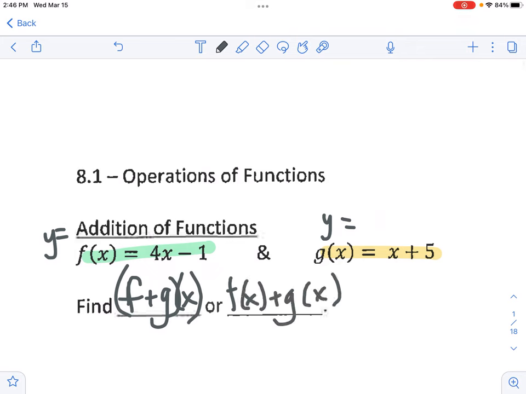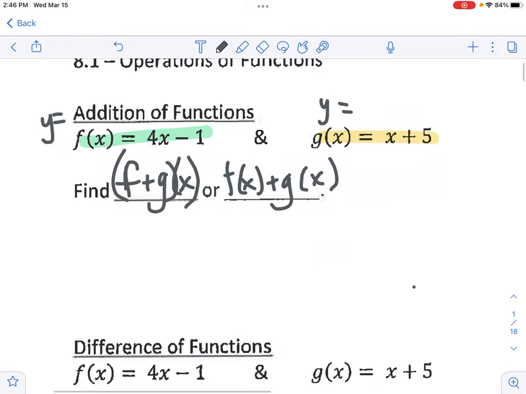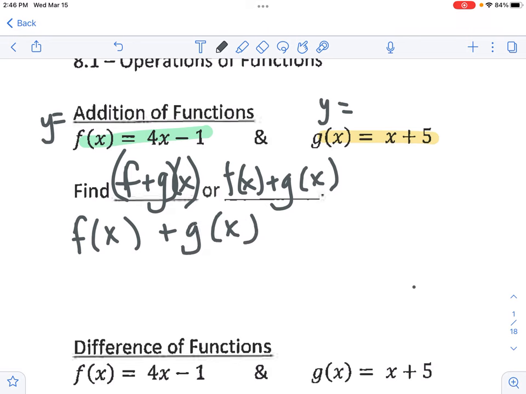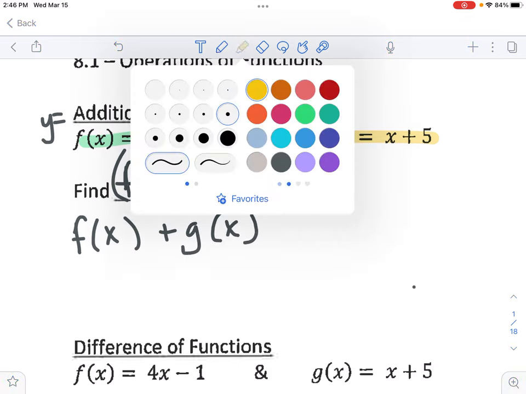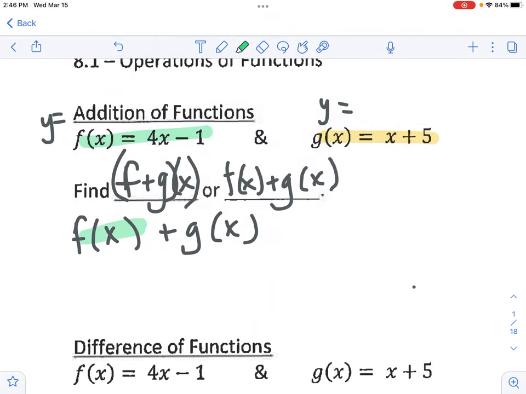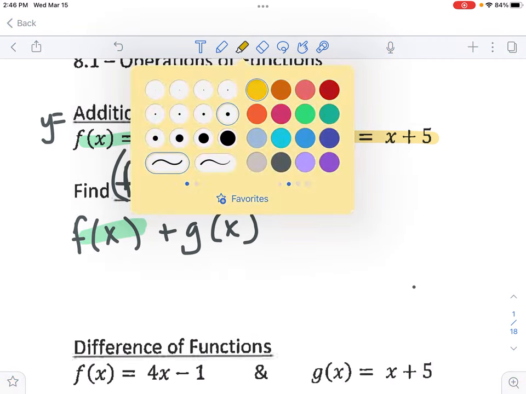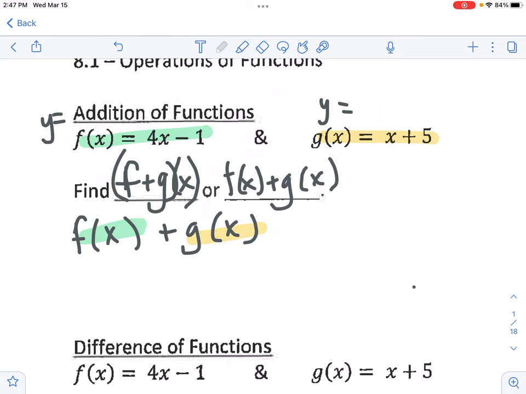If I wanted to write just a general function for that, I would take my f of x plus g of x. I know that f of x is this 4x minus 1, and that g of x is x plus 5. So if I write that in, I'm going to replace f of x with 4x minus 1. I'll replace g of x with x plus 5. And I can combine some like terms. All right, so 4x plus x gives me 5x, and negative 1 plus 5 gives me 4.